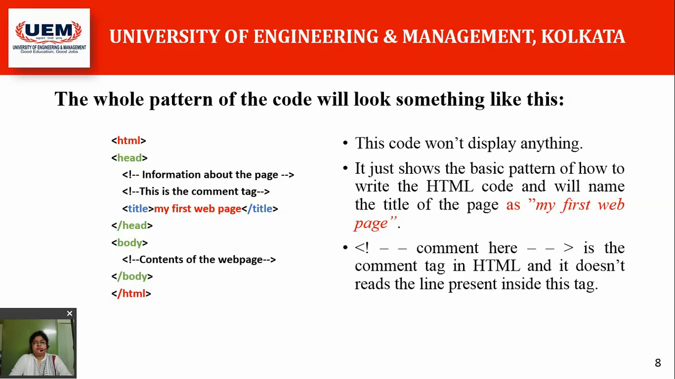So basically, these are the comment tags in HTML. Like in other languages, for programmer understanding, a programmer can use comment lines. In HTML as well, we have a comment tag, and it does not read the line present inside the tag. That means in the web page, these particular lines will not be displayed, but for programmer understanding, he or she can use these comment tags.